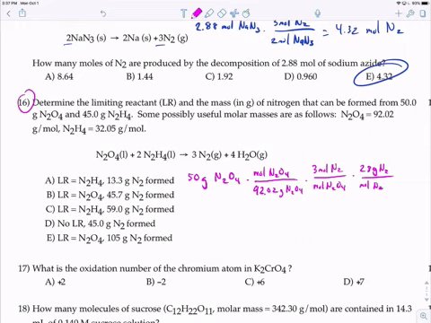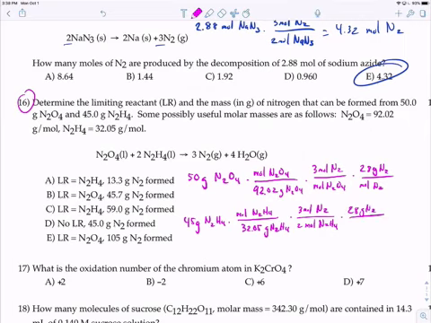Same one for hydrazine, 45 grams N2H4 times mole N2H4, however, 32.05 grams N2H4 times 3 moles N2 to 2 moles N2H4 times 28 grams N2 to mole N2.